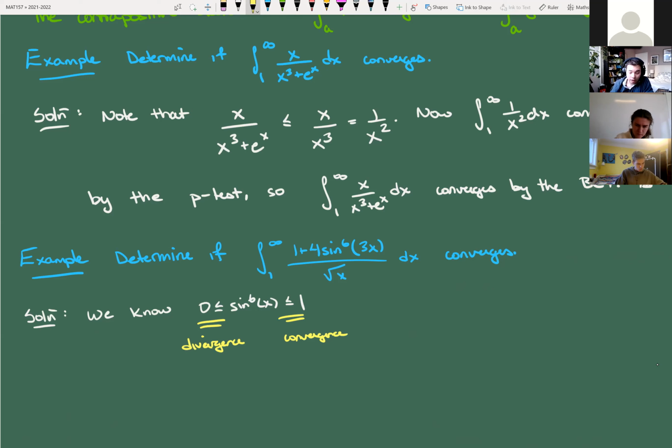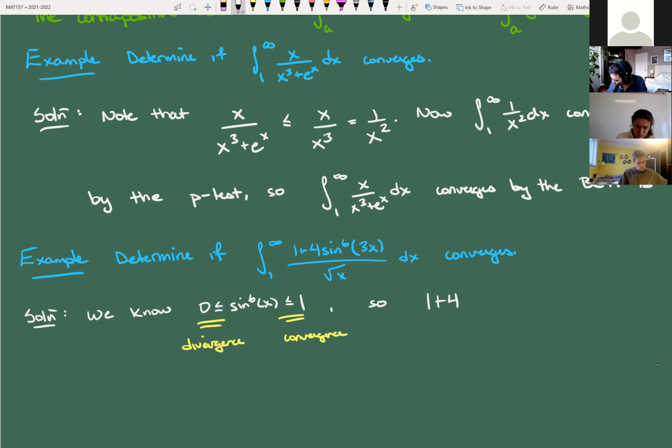Do you all see that? Right? Because with convergence, you're trying to show you're bounded above by a convergent function. With divergence, you're trying to show you're bounded below by a divergent function. So here I'm going to use that first inequality in order to get what I want. And if you try the other one, you see why it doesn't work, right?